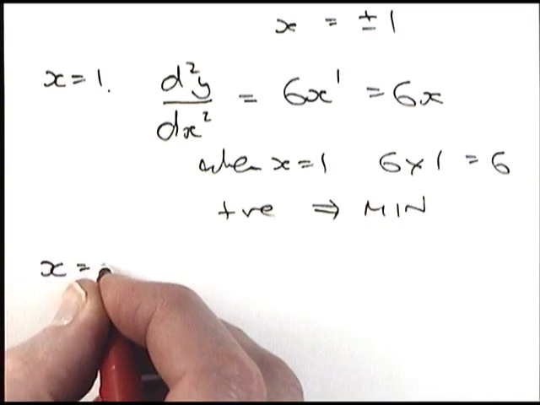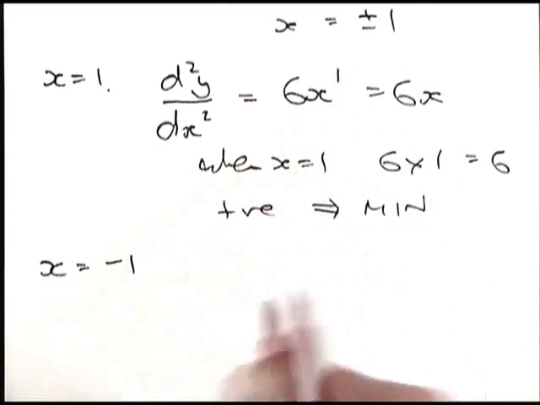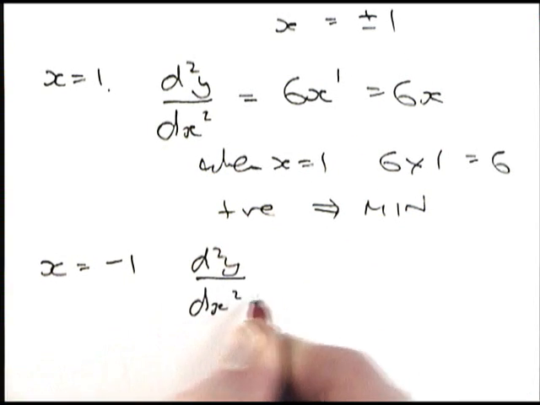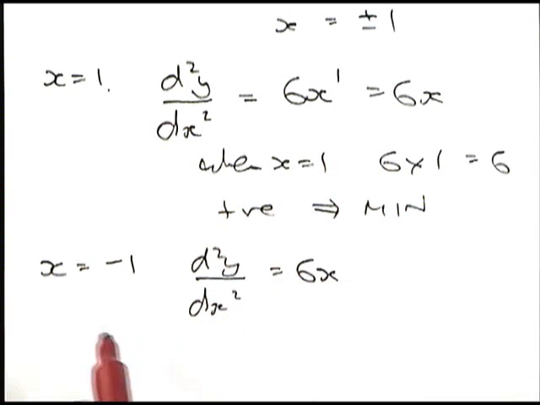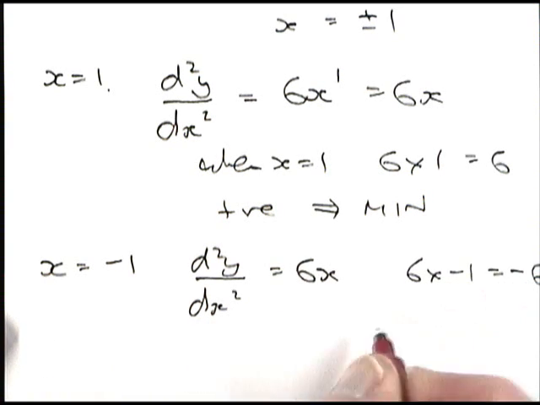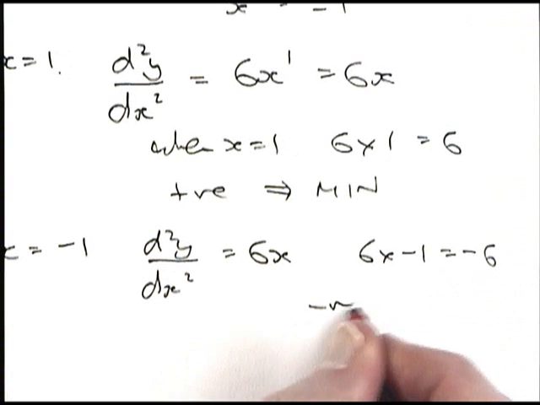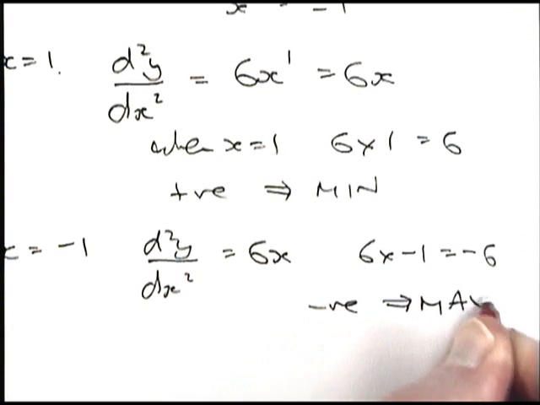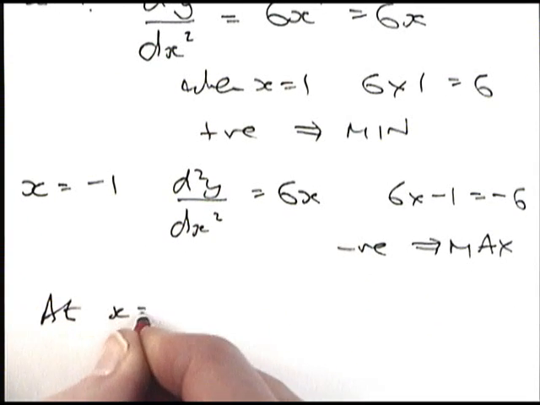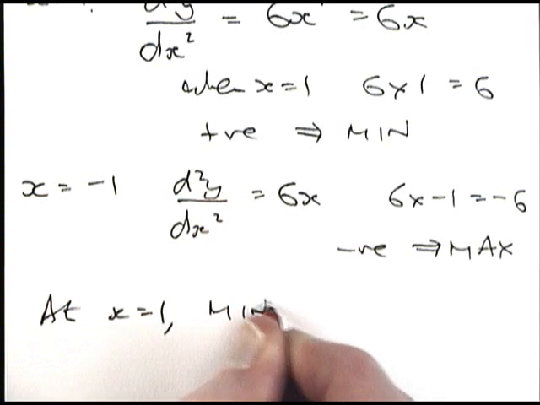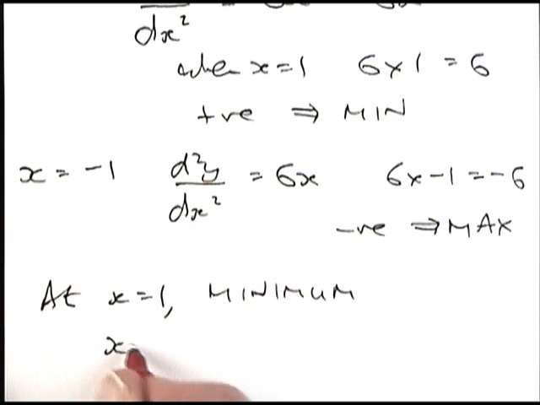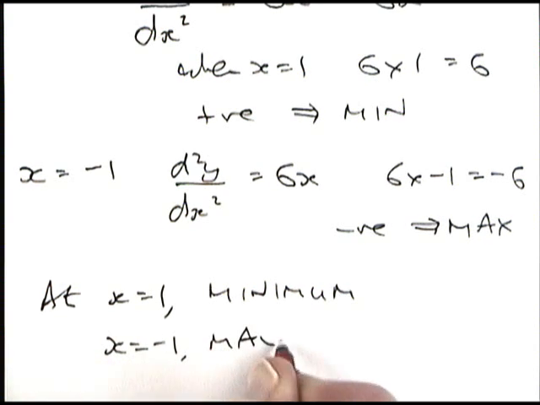The other possibility was x is minus 1. There's something happening there as well. Again, the d2y by dx squared will still be 6x. And when I substitute in the minus 1, I'm going to get 6 lots of minus 1, which is minus 6. If this result is negative, that always implies you have a maximum. So the answer to part 1, when x is 1, we have a minimum. And you need to write this down to get your full marks. And when x is minus 1, we have a maximum.